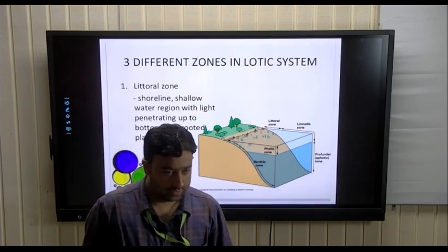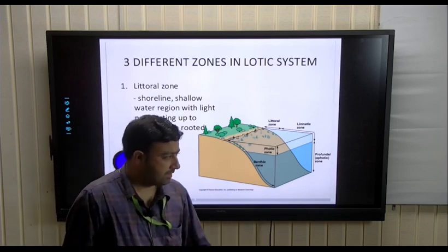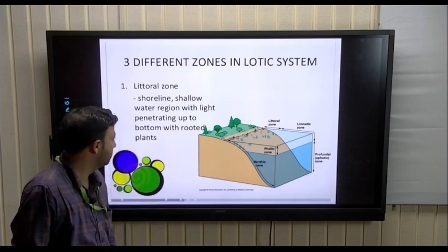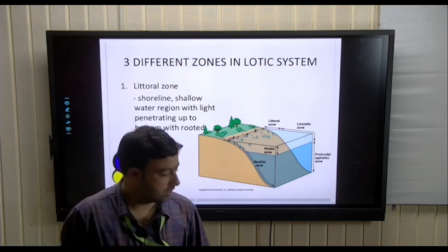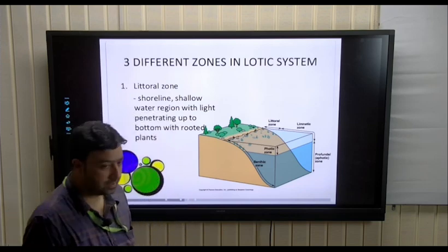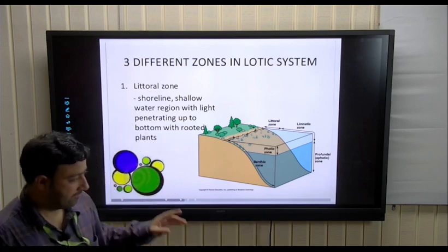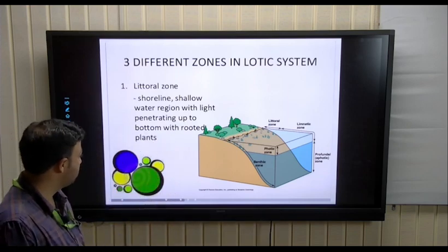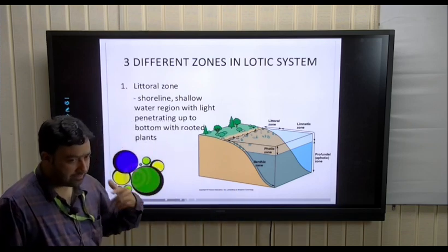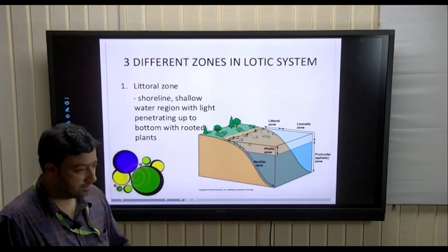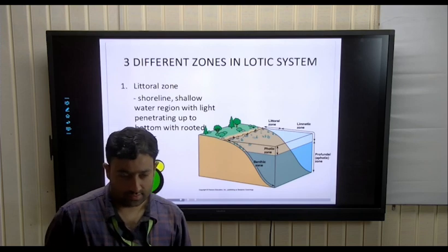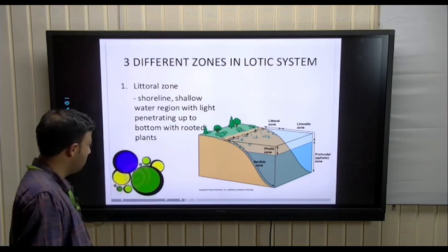There are different zones in the lotic system. Number one is the littoral zone. Littoral zone means shoreline, a shallow water region in which the light penetrates up to the bottom. When the light penetrates up to the bottom of the shore, there are aquatic plants, and the light penetrates to the roots of the aquatic plants. That means here photosynthesis occurs.